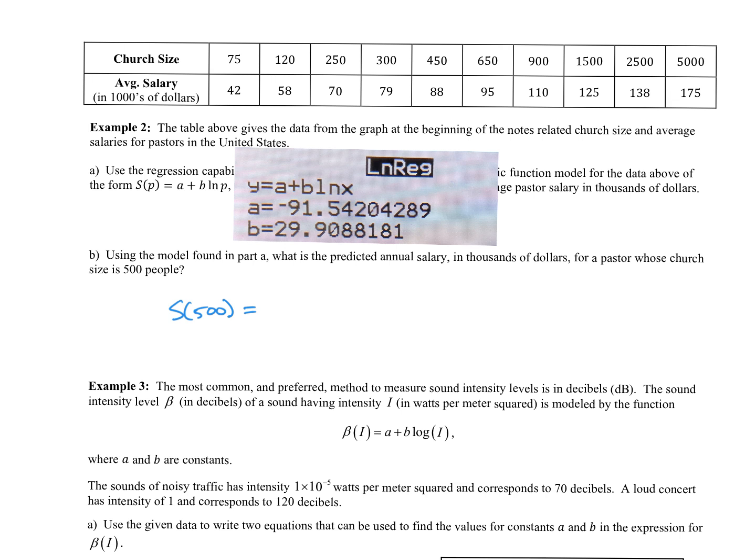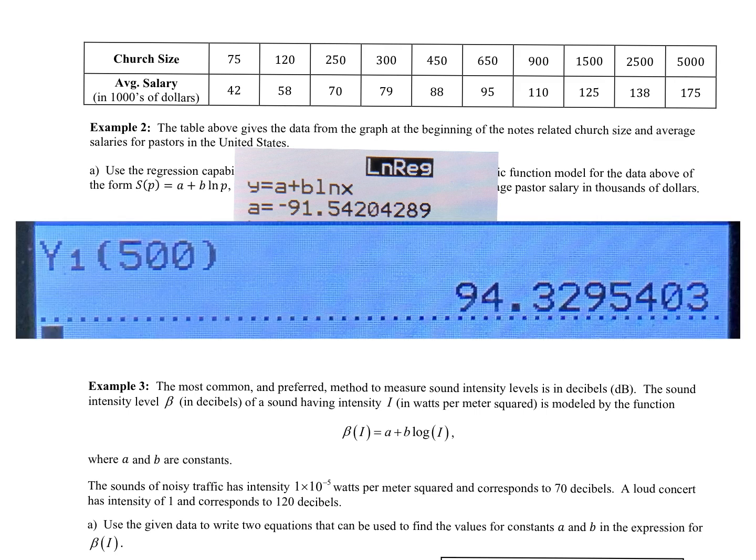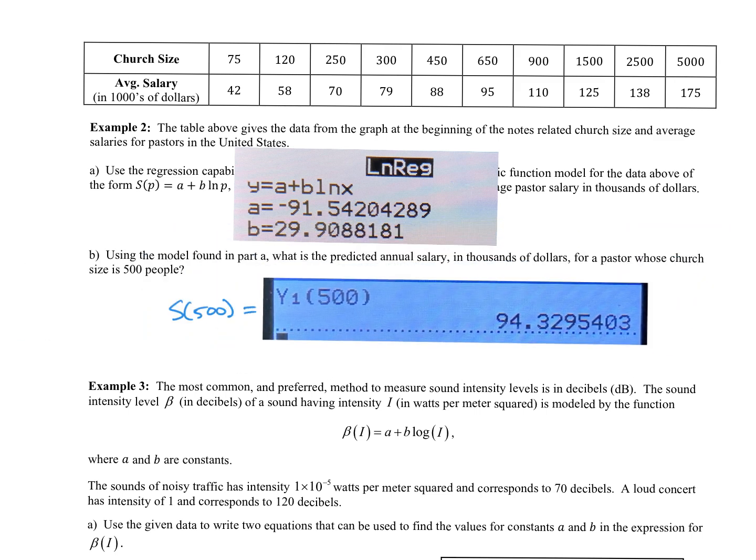When we find S of 500 on this one, what are we actually going to do? Go back to our main screen and then get to alpha trace, get what Y1 is, and then of, so put our parentheses, of 500. And so for a congregation of around 500, that pastor is said to make about $94,000. All right.